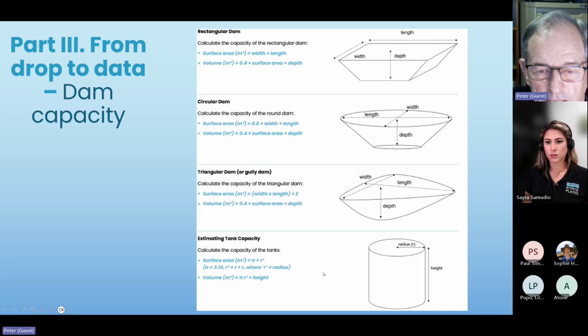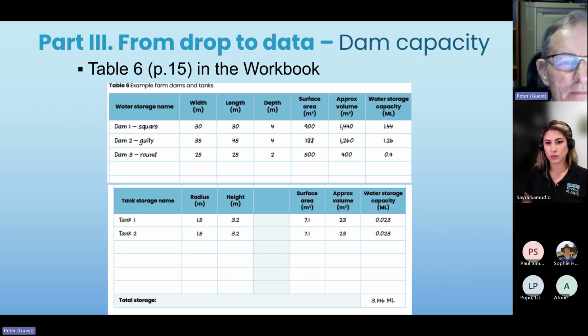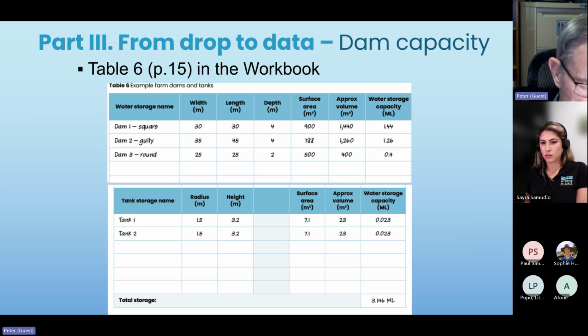The bottom one is how to calculate the capacity of a tank if you don't already know the capacity of a tank that you might have. I'll leave that one for now. In the workbook on page 14 is that set of shapes I was just showing you for your reference.